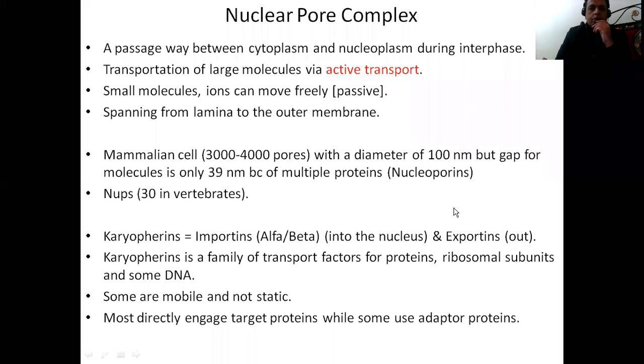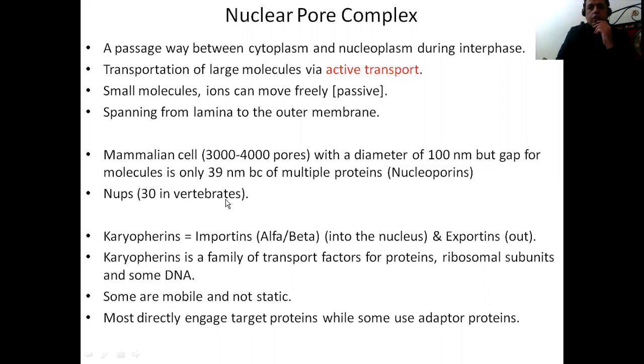So these proteins are called NUPs, and there are a number of NUPs in different species, like maybe more than 30 in yeast. And in vertebrates, there are about 30 identified NUPs, or nucleoporins. So there are lots of proteins which are making up these pore complexes. We call them complexes because these proteins come together and make a structure like a complex. That's why we call it a complex rather than just a pore.